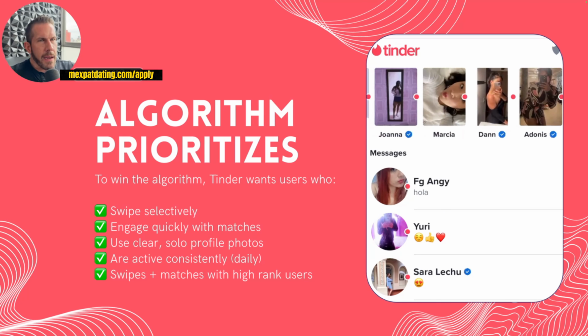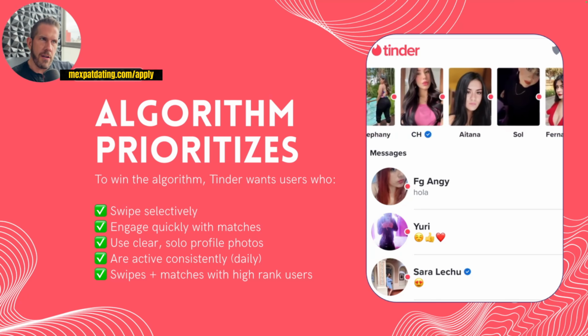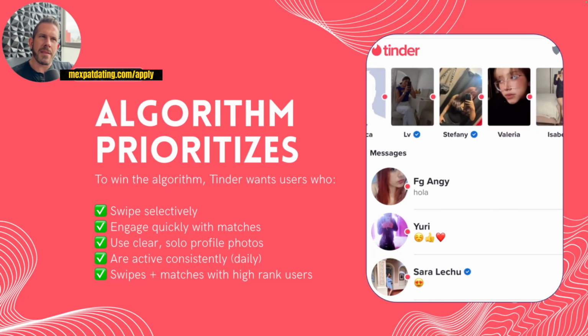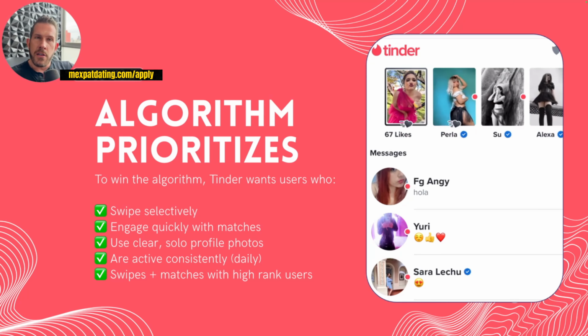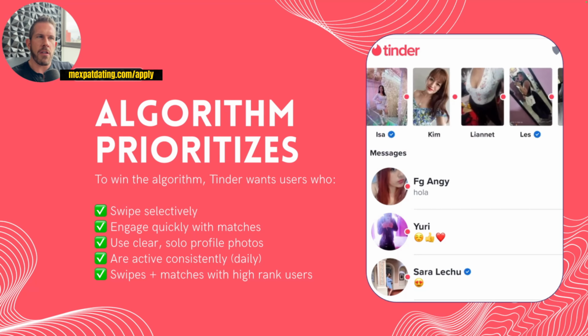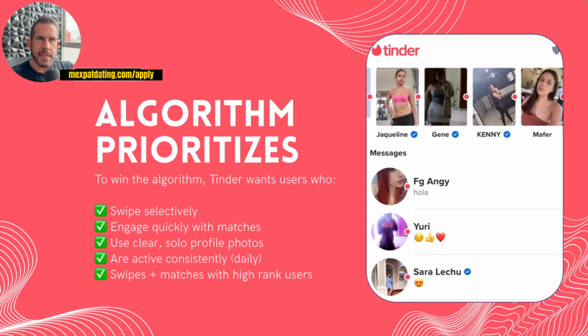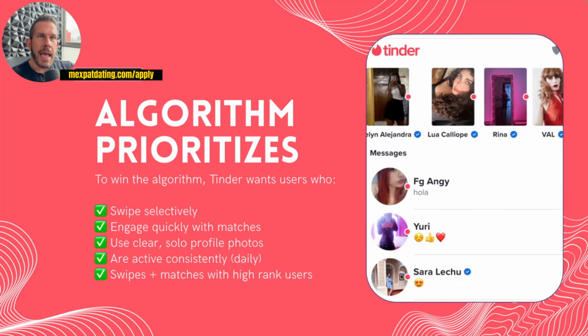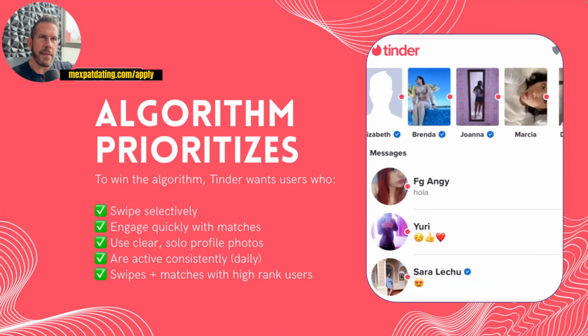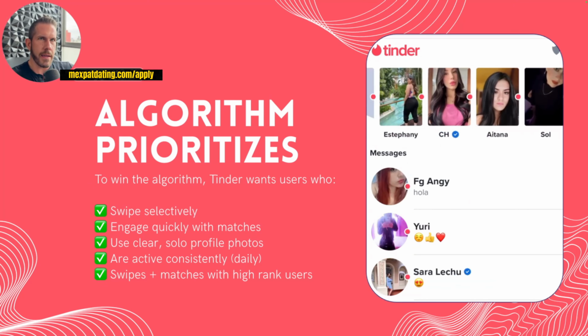Now, getting back to this, the algorithm prioritizes very specific things. And to win the algorithm, Tinder ideally wants users who swipe selectively, engage quickly with matches, use clear solo profile photos, are active consistently, so at least daily, and swipe or match with other highly ranked or highly desired users. That's really all it comes down to.